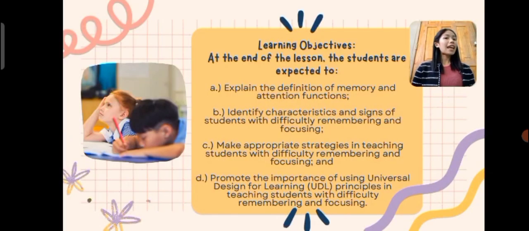At the end of the lesson, the students are expected to first, explain the definitions of memory and attention functions. Second, identify characteristics and signs of students with difficulty remembering and focusing. Third, make appropriate strategies in teaching students with difficulty remembering and focusing. And lastly, promote the importance of using universal design for learning or UDL principles in teaching students with difficulty remembering and focusing. And we are hoping to achieve these learning objectives after our discussion.